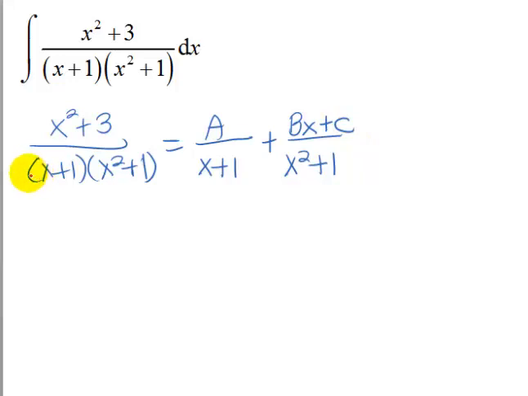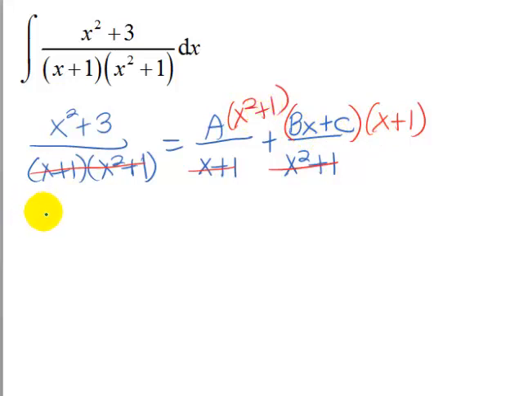Now if we cleared this of fractions, this is gone, the x plus 1 would cancel and leave an x squared plus 1. Here make sure you use parentheses, both of these terms need to be multiplied by the x plus 1 that's left here. Because we had this quadratic, plugging in a convenient x isn't going to be quite so convenient, so we're going to equate coefficients.